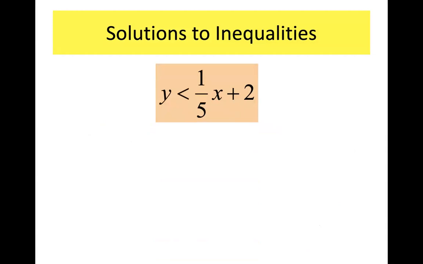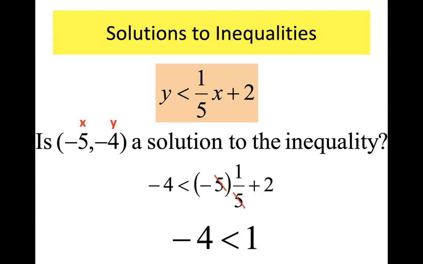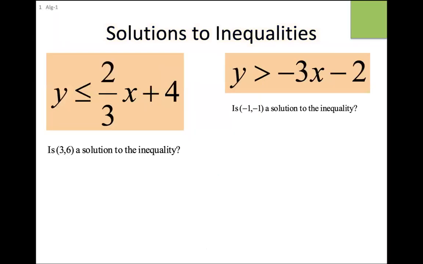Here's another different type of inequality. Yes, we'll have a lot of fractions today as well. Is (-5, -4) a solution to the inequality? Let's throw in x, let's throw in y. So x is -5. I'm going to do a little bit of work for this one. What's -5 times 1/5? Well, remember, when we have fractions and whole numbers, we multiply straight across, or we cross reduce. 5 goes into 5 once, so everything in red turns into a 1. So we get -1 times 1, which is -1, and -1 plus 2 is 1, and -4 is less than 1. So yes, that is a solution as well.